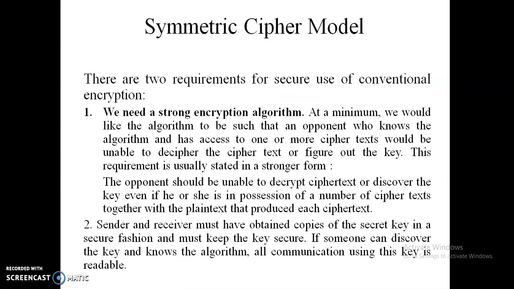First, there are two requirements for secure use of conventional encryption. Conventional encryption means symmetric encryption. Symmetric encryption is also called conventional encryption. First, think about what requirements you need for conventional encryption. The first one is we need a strong encryption algorithm, because by means of the algorithm we convert the plain text into ciphertext.